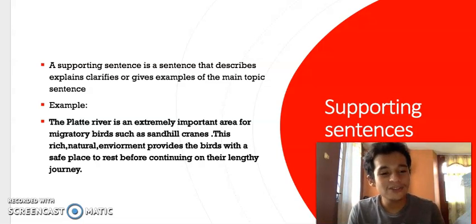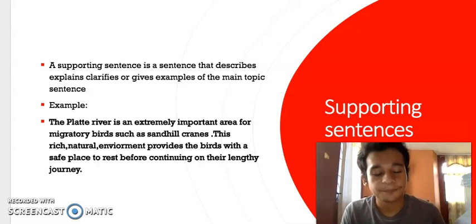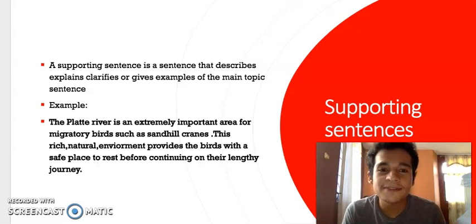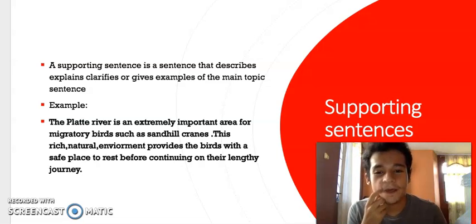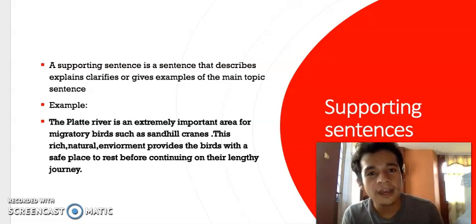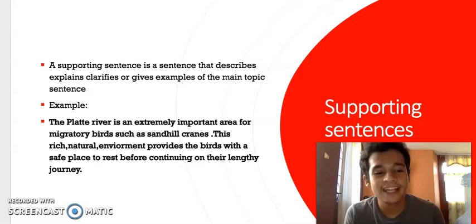Now we can also note that a supporting sentence can also answer questions. Here are some types of answer questions, such as who, what, where, why, and how. In this example below, we have the answer question, which is why.